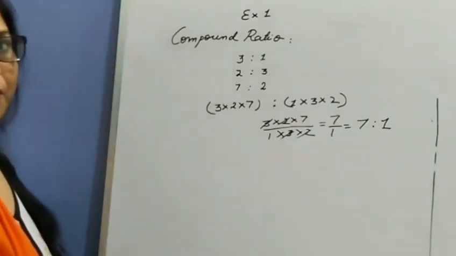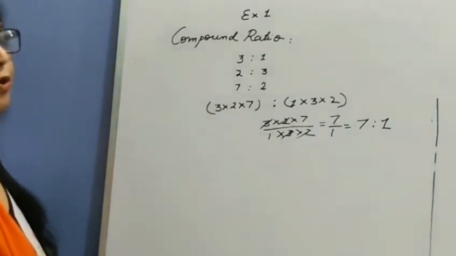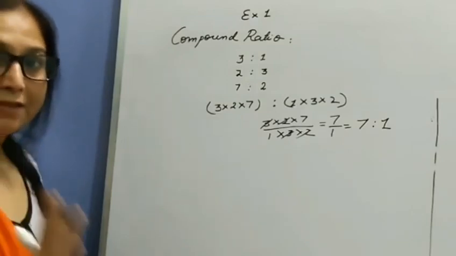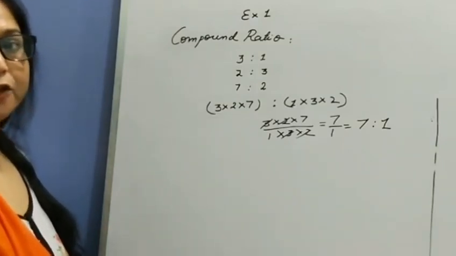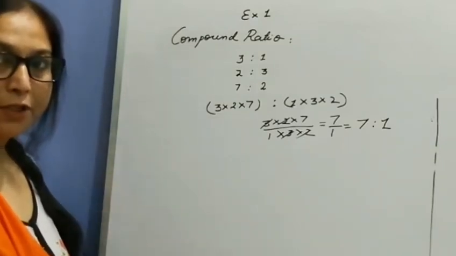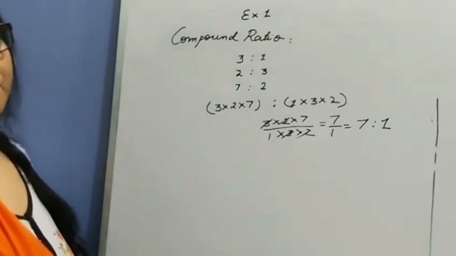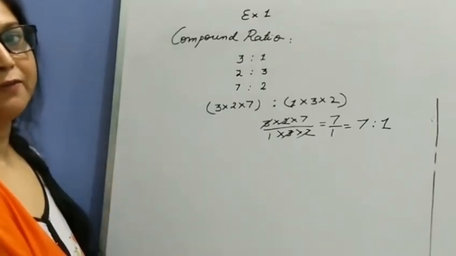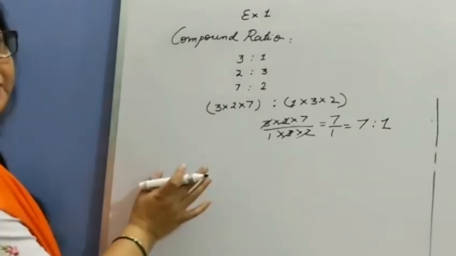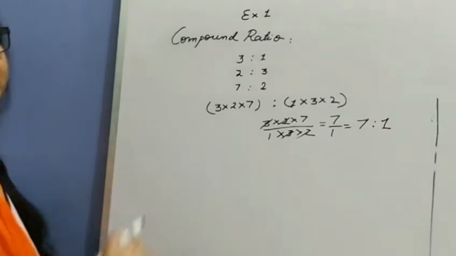So what is a compound ratio? Compound ratio of two or more ratios is a ratio whose antecedent is the product of the antecedents of the given ratios and the consequent is the product of the consequents of the given ratios. Let me explain some examples from exercise questions.